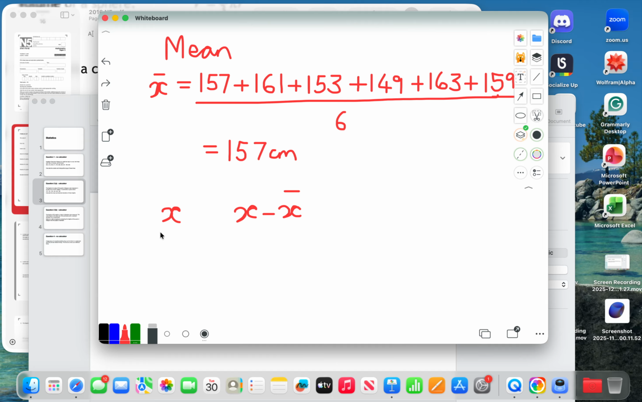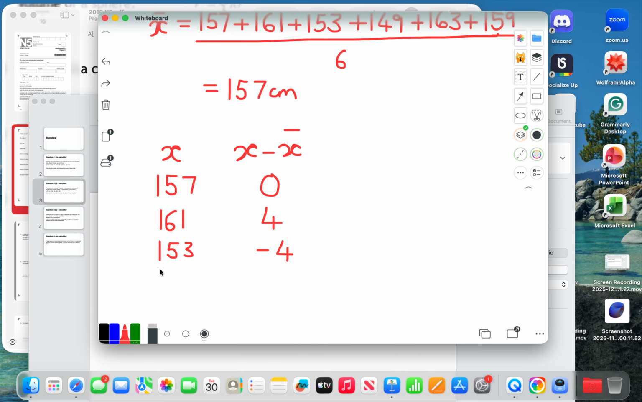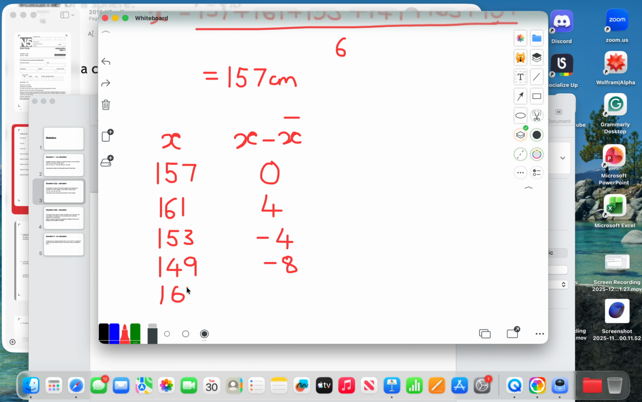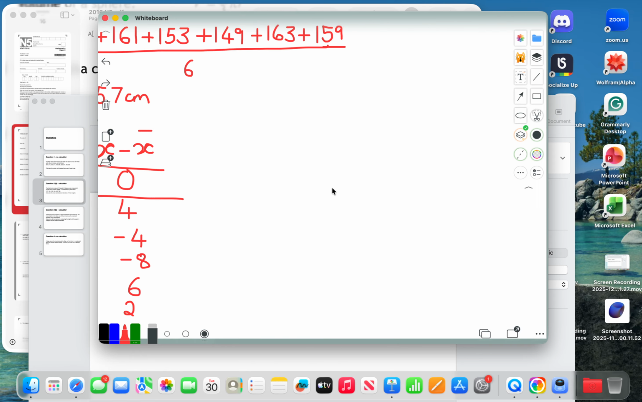If we have a go at this, if 157, that's 0, 161 is 4, 153 is minus 4, 149 is minus 8, 163 is 6, and 159 is 2. And we'll make a table of this.